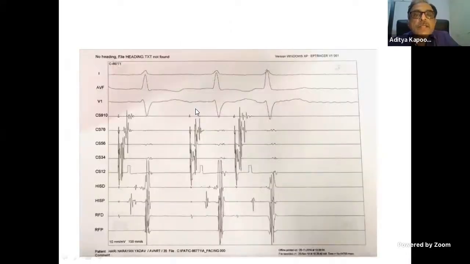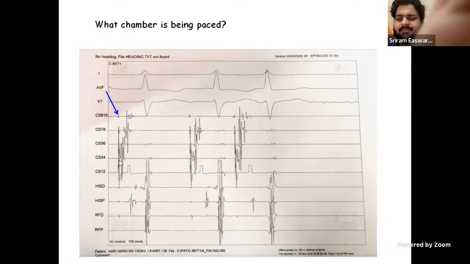So we'll see some tracings, right? What chamber is being paced? I'll mark it out here. You see the pacing spike here. Now you clearly see the ventricle is obviously not being paced. You might not be able to see a pacing spike well in the surface ECG, but which chamber does the pacing spike align with? CS34 or CS12 perhaps. So you are pacing from the coronary sinus.